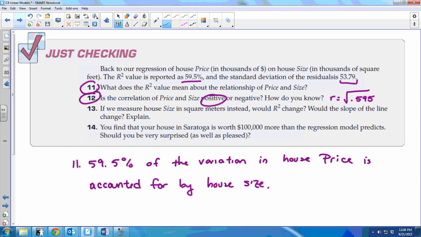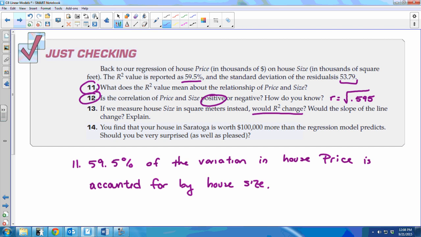If we measure house size in square meters instead, so we're changing from square feet to square meters, we're changing units, would R squared change? No, why not? Because R and R squared are based off the same thing, right? Correlation doesn't change if units change, so R squared doesn't change if units change.